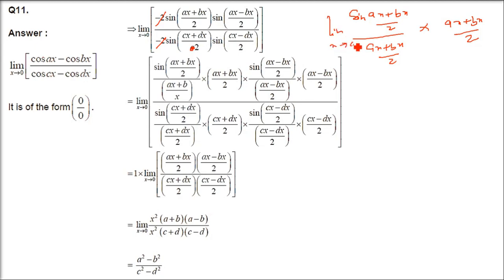So if you apply limit x tends to 0, it will be sin 0 by 0, and when you apply the limit, it's going to be what? It's going to be 1. So only (ax plus bx) by 2 will come here. Similarly here, sin (ax minus bx) by 2 divided by (ax minus bx) by 2, multiplied by (ax minus bx) by 2. So only (ax minus bx) by 2 will come.